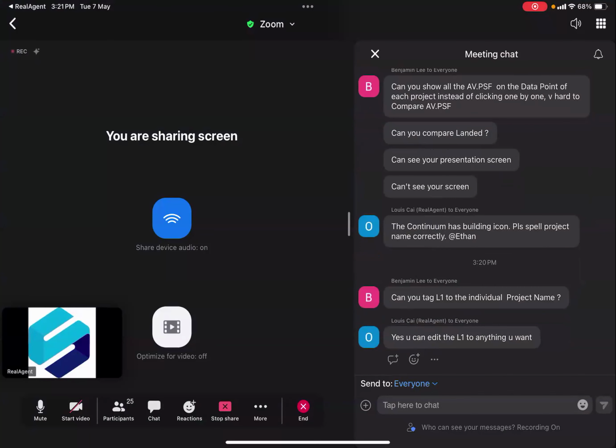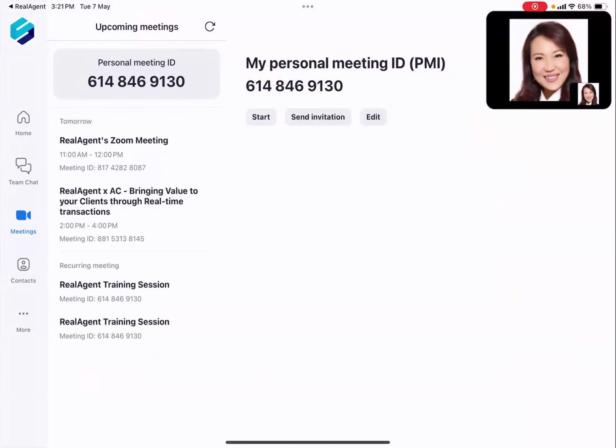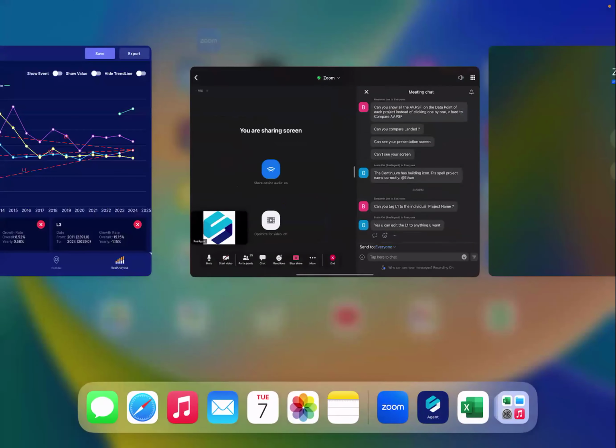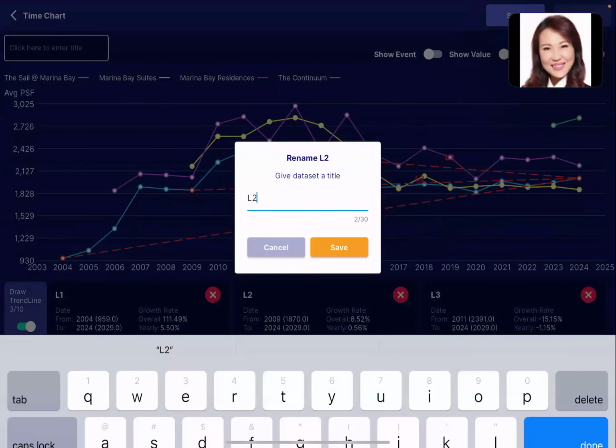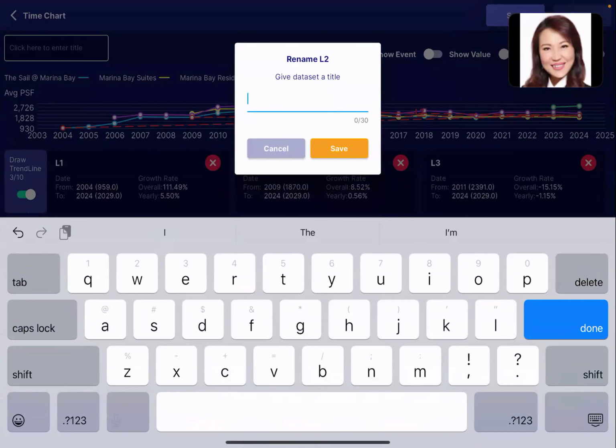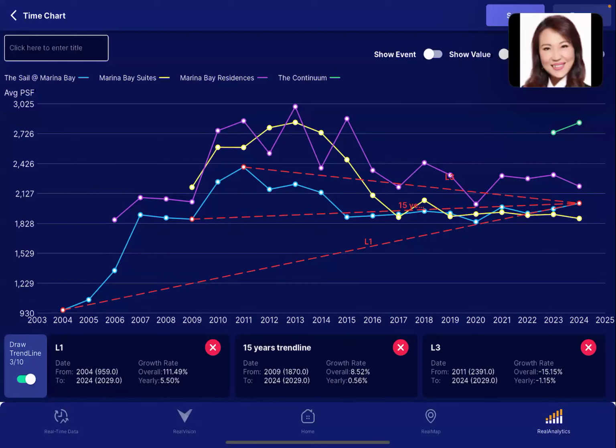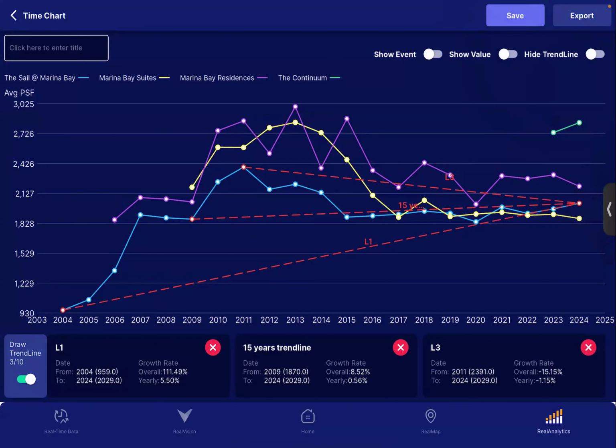You can edit the L1 to anything you want. So take for example, further below the L1, you click on the L2. You click on the name, you type 15 years. Save, so it becomes 15 years trend line. Okay, so you can export this. You can save this, you can export this.